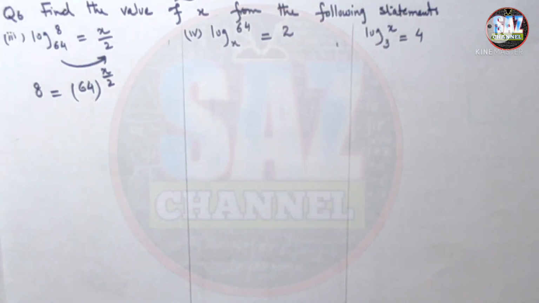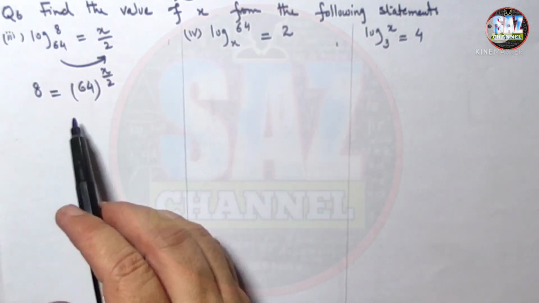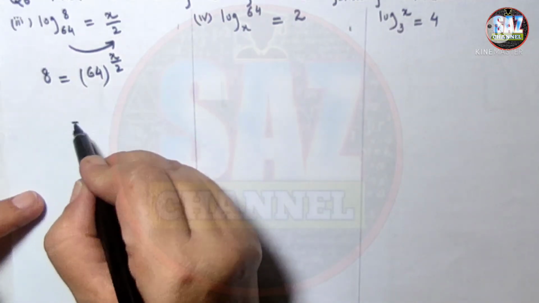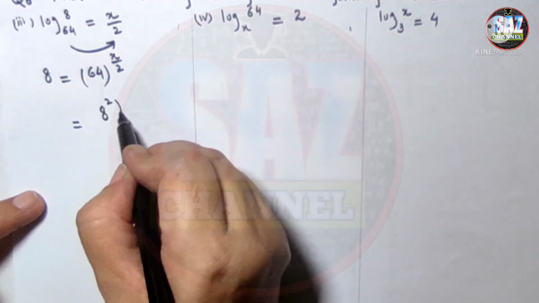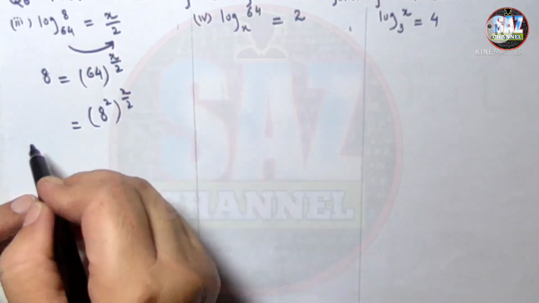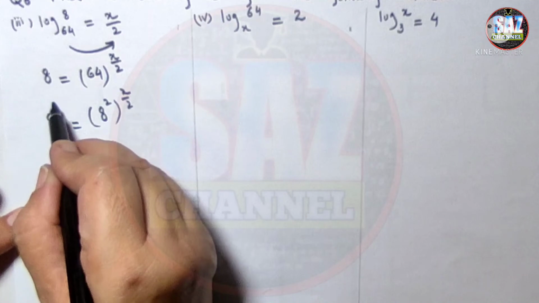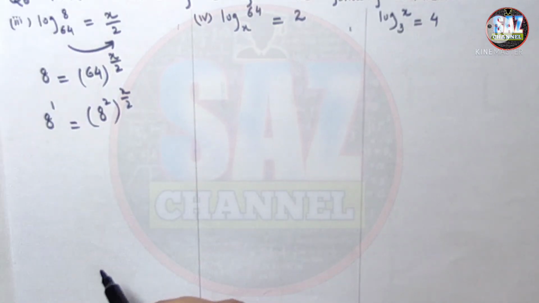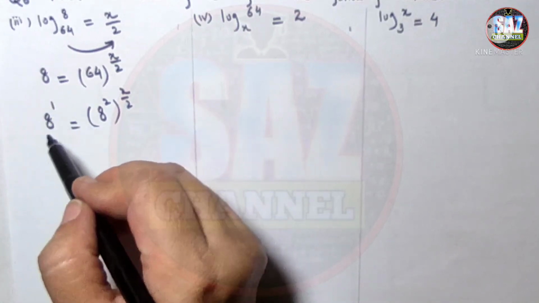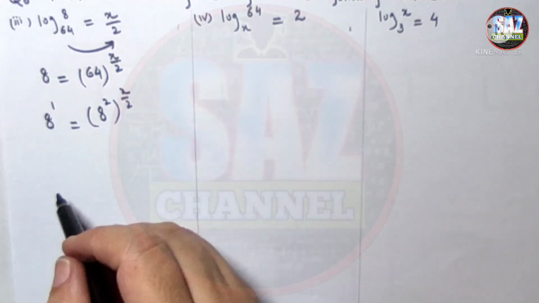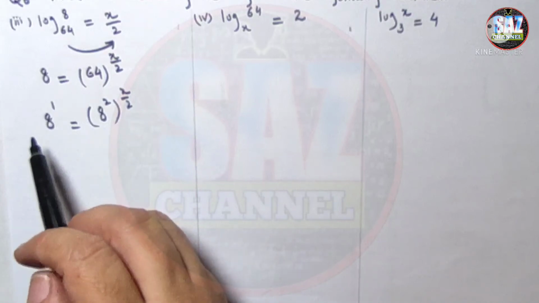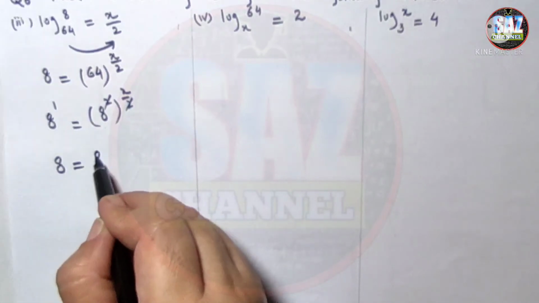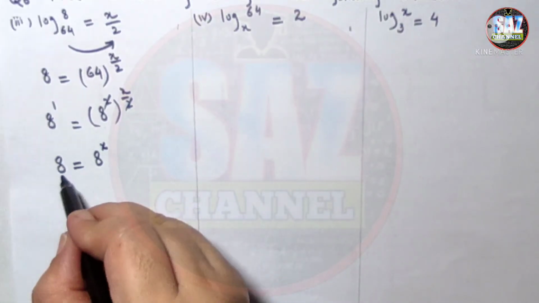Now look, 64 can be expressed as a power of 8. 8 is how many times 64? When I multiply 8 by 8, 8 square, raised to the power of x by 2 equals 8. No need to put index 1, it's understood, but for the convenience of my students, this time I'm putting 8 raised to the power of 1, but later I will not, if the index is 1. Now this goes with this, 8 equals 8 raised to the power of x. Now you can see the same base.